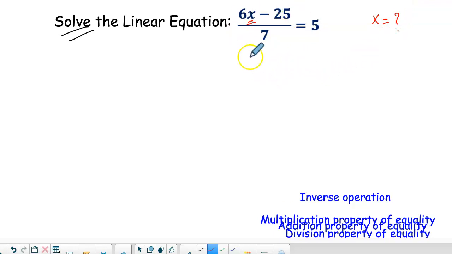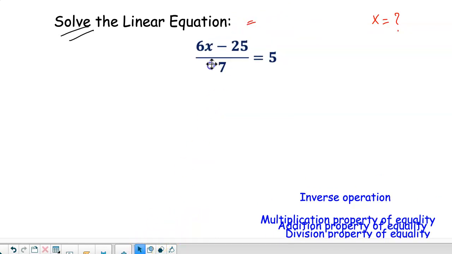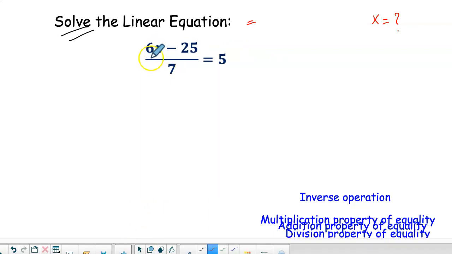So now, in order to find the value of x, that is, in order to solve this, we have to do one step at a time. And usually what we tell is, start from the one which is far away. Try to cancel the number or the term which is far away from x. So when I read this, we read it as 6x minus 25 divided by 7 is equal to 5. So 7 is the one that we are seeing in the end on this left hand side. So you should take care of this 7. So let us try to cancel that 7.